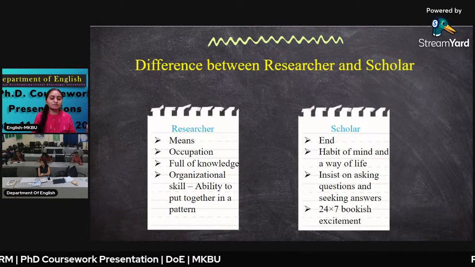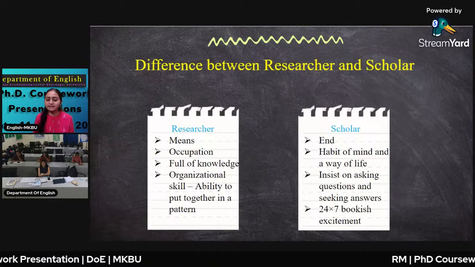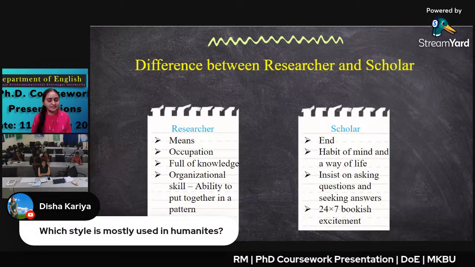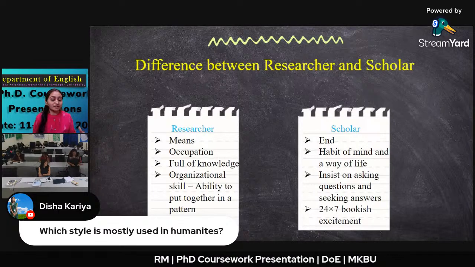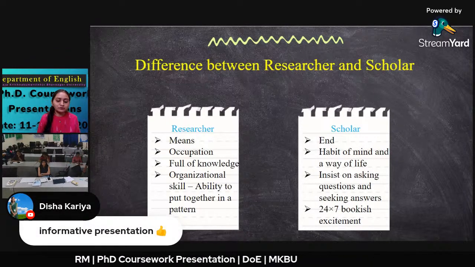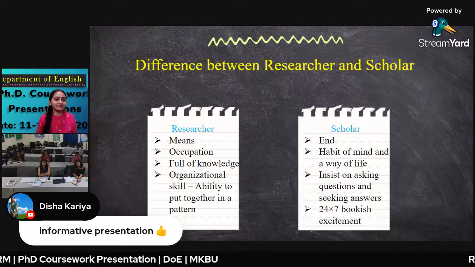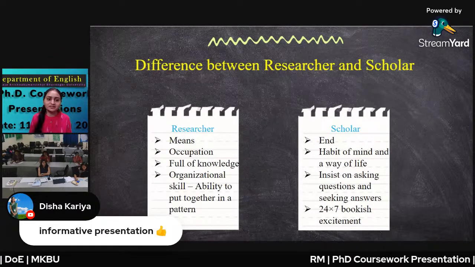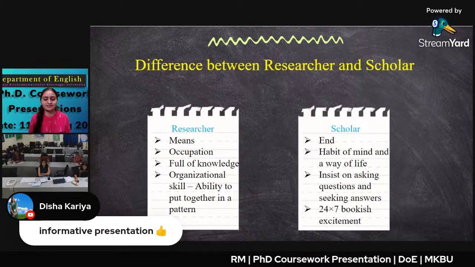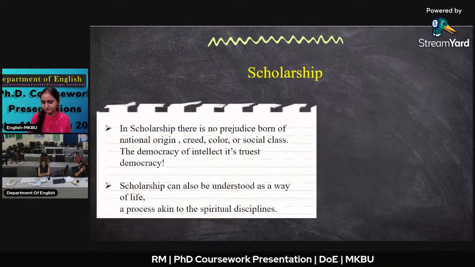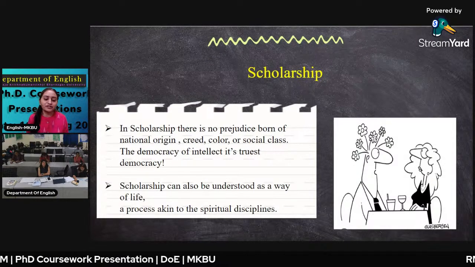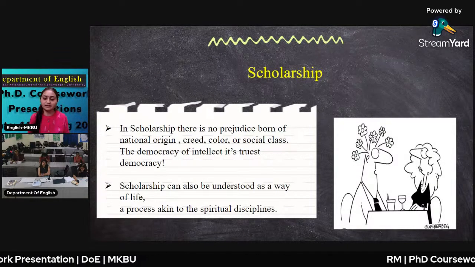The researchers might be full of knowledge, but a scholar is always insisting on asking questions and seeking answers. And organization skill, the ability to put things together in a pattern, is there in research. But in a scholar, it is there 24 hours, 7 days, with bookish excitement. Now, scholarship has no prejudice based on national origin, creed, color, or social class.